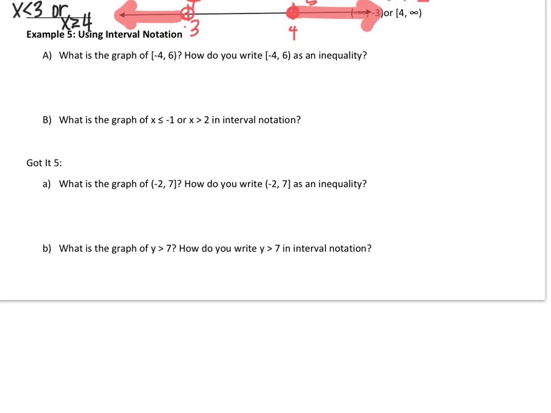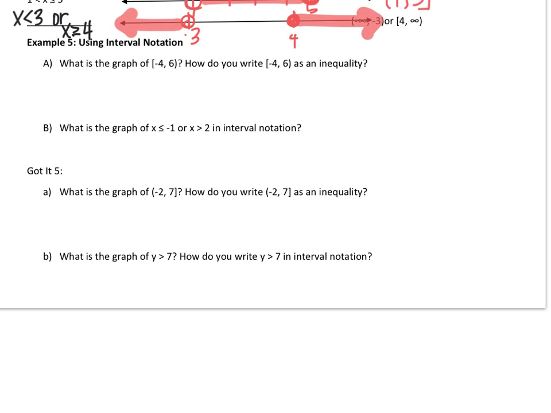Example 5, using interval notation. What is the graph of bracket negative 4 to 6 parentheses? How do you write it as an inequality? So if I graph it, I'm going to put a bracket on negative 4, which is a closed circle, and I'm going to go all the way to positive 6 and put an open circle, and it's the interval between the two, so I'm going to shade between them. Then they asked for the inequality. That's an and. So negative 4 is going to go on the left, less than or equal to x, less than 6.